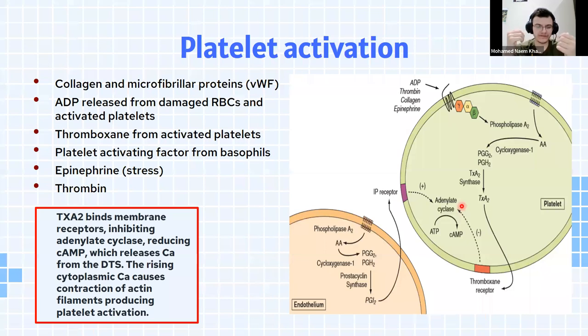So the effect is not directly on cAMP. The effect is on adenylate cyclase, but because of that effect, you have less or more cyclic AMP. That's the idea. Is it clear? You want me to repeat one more time? All clear, okay.